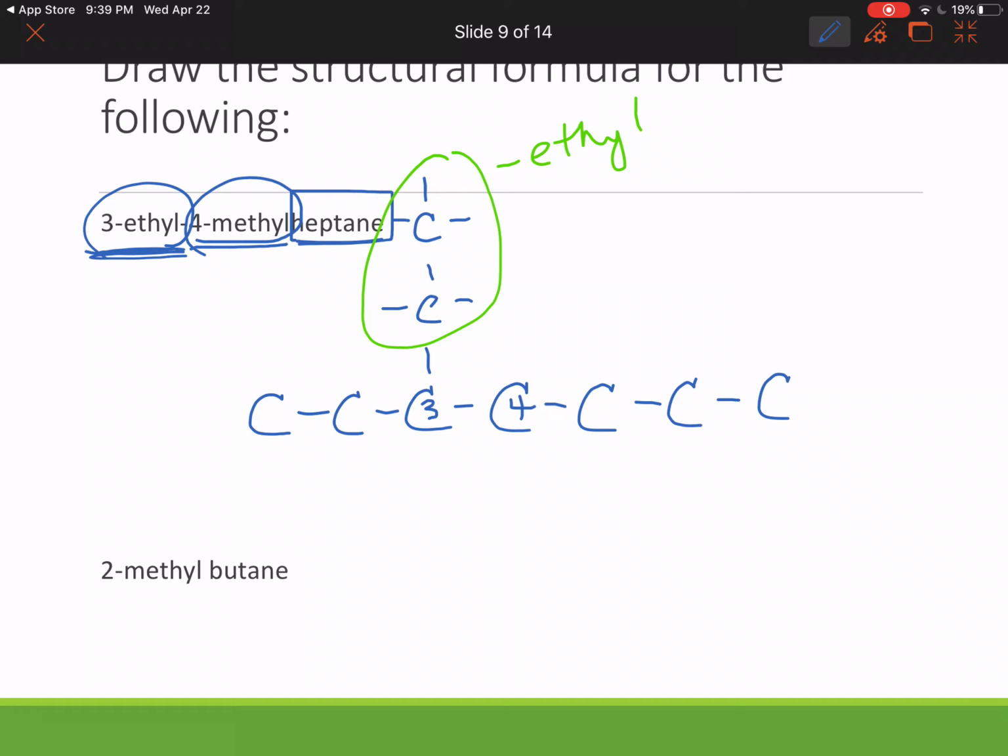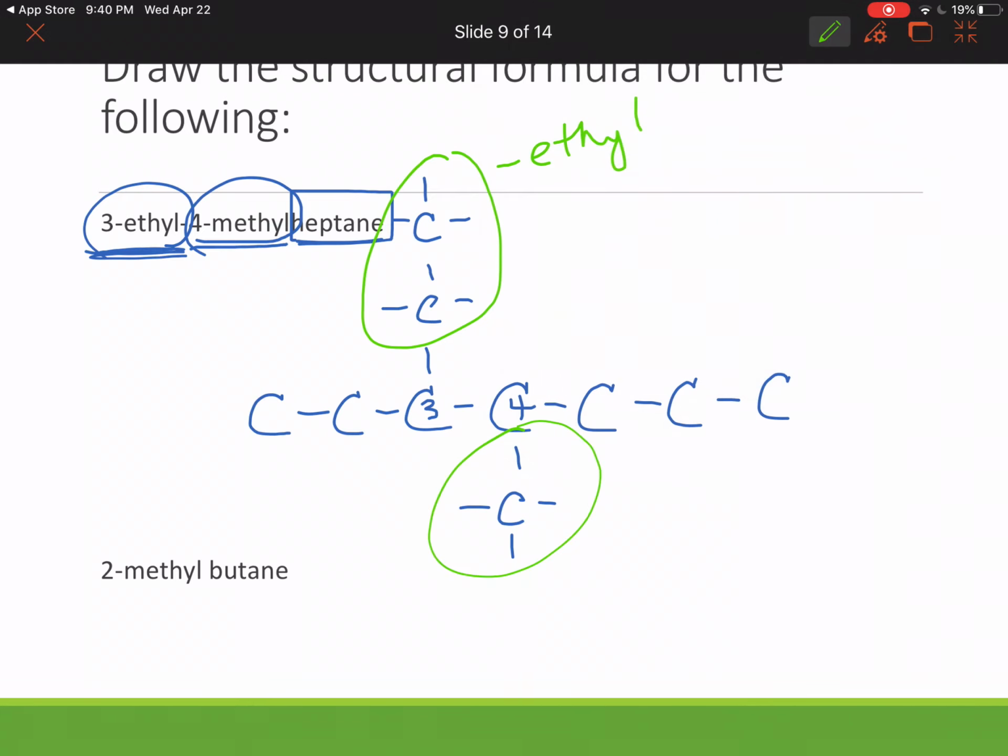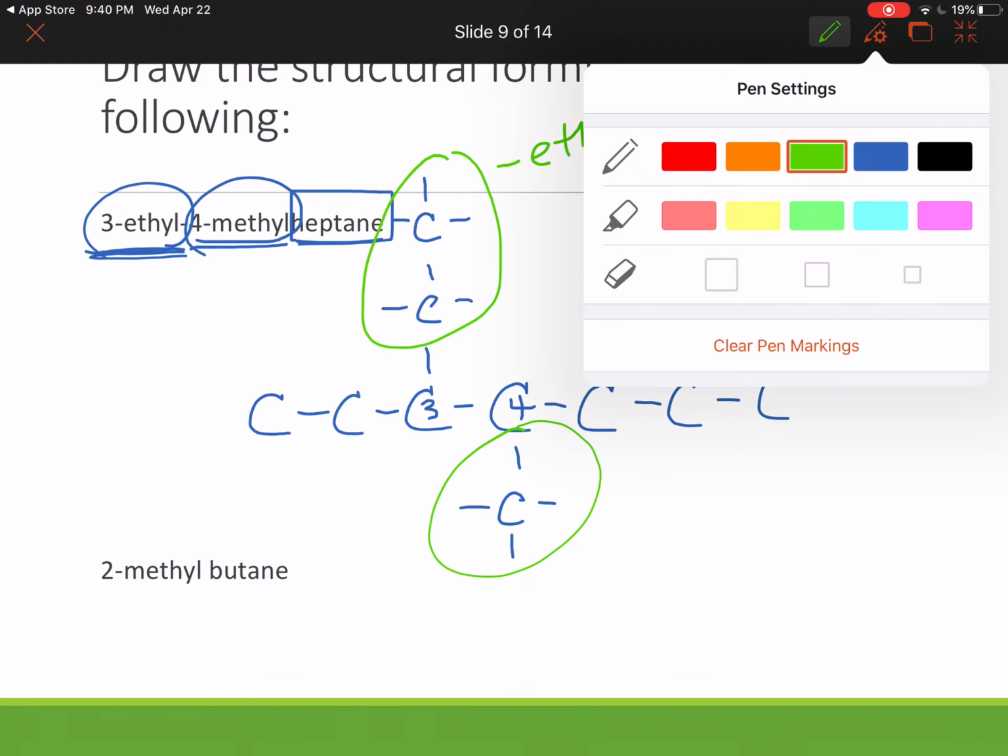Okay, on carbon 4, I need a methyl group. And that's going to be a CH3, right? To not confuse things with too many hydrogens, I'm kind of leaving them off. That doesn't mean that you get to leave them off. It just means that that's what it would look like, okay? Because sometimes it just makes it easier. Okay, so this is a methyl group, and that methyl group is on carbon 4.